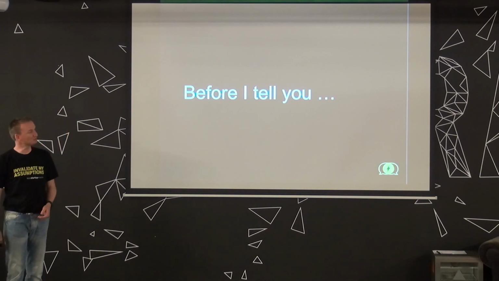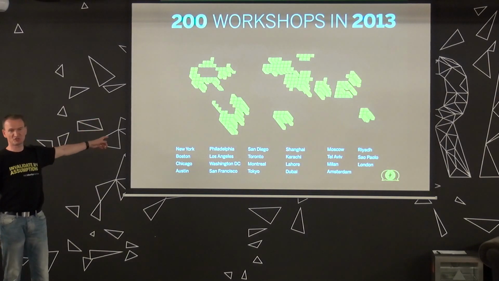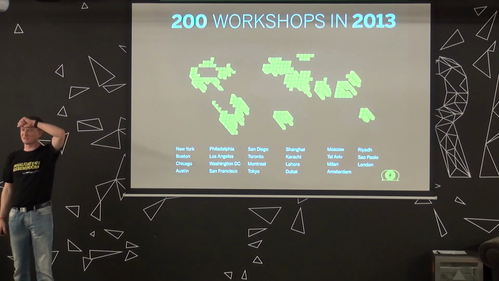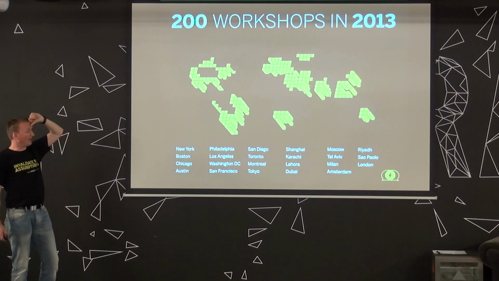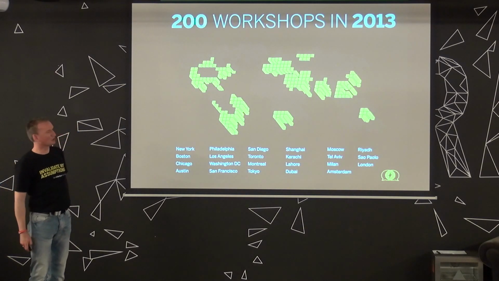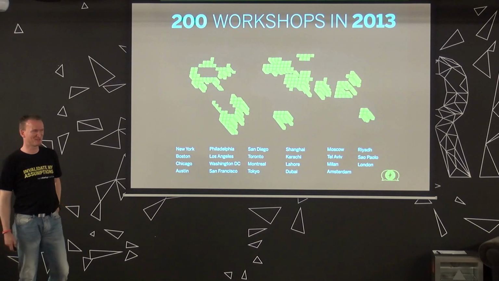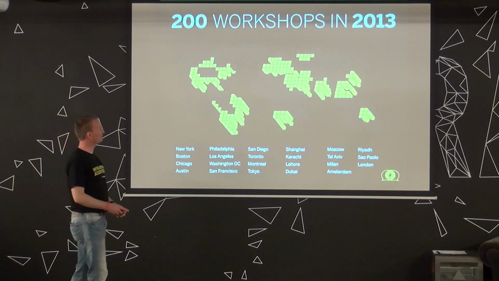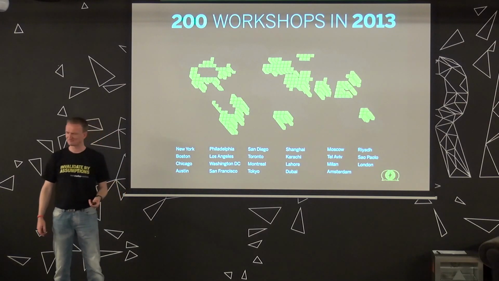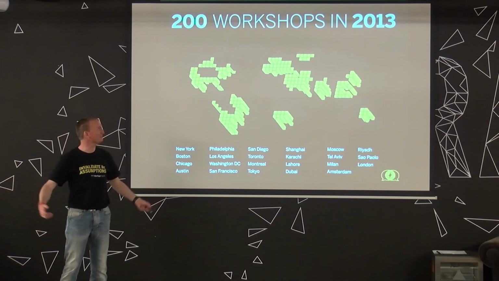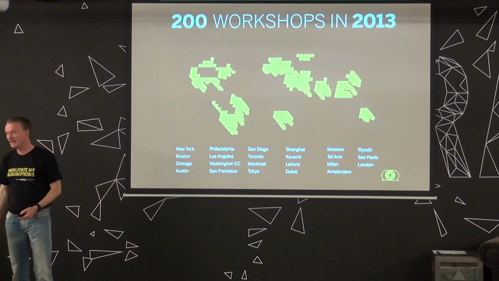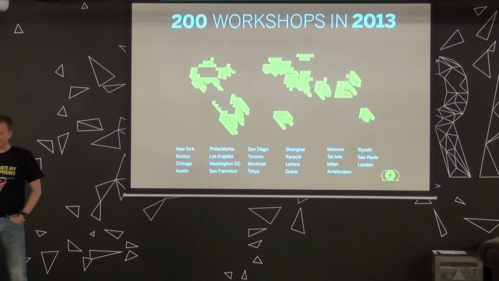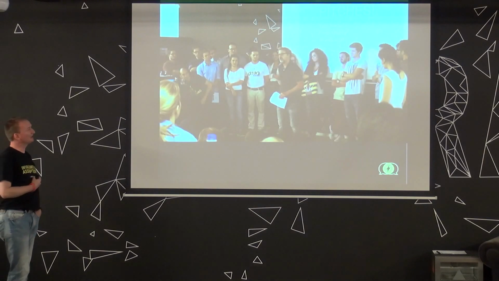So what is Lean Startup Machine? It's an international workshop format. In 2013 it has been 200 workshops worldwide. And it's the one workshop that in Germany only happens in Munich since 4 years, and every year fails in Berlin. I don't know why, but somehow it doesn't happen there, so it's unique. You can only do it in Munich. And I thought I'd bring you some impressions of what it looks like.